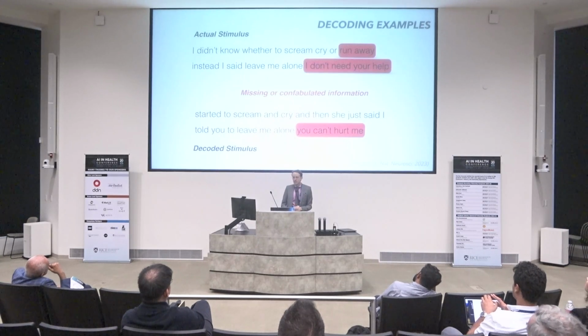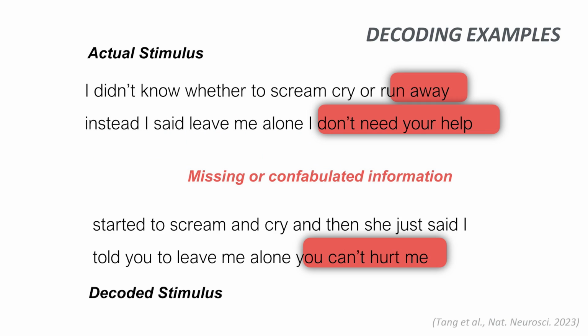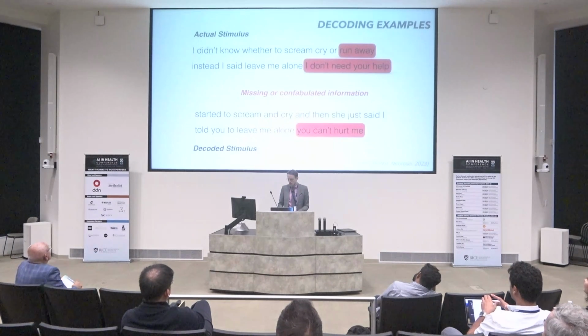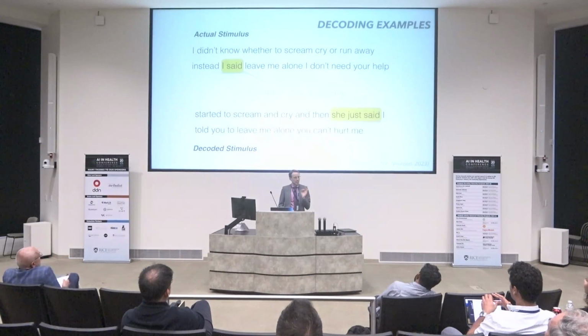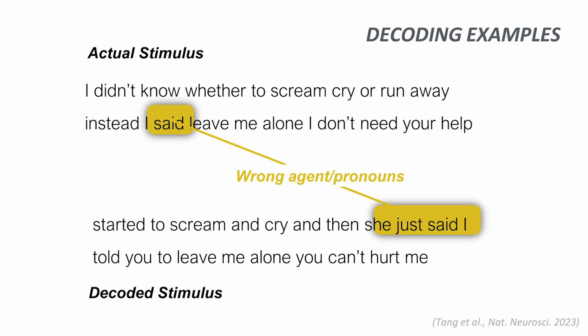So certainly, this is far from perfect. There's missing information, run away is gone. I don't need your help is gone. The model somehow confabulated this you can't hurt me. It's in the same realm of things you could imagine. This is something somebody might say if they were saying the sentence, but it's not words that actually came out. Notably, the model really stinks at getting agent and pronouns correct. So I said became she said. Somehow information about pronouns is just kind of suppressed at the scale that we're looking at with fMRI. We don't see a lot of signature of it, so the model has a hard time guessing this.